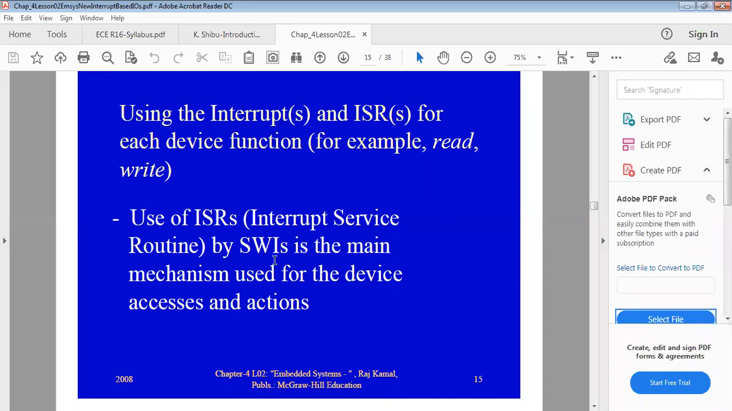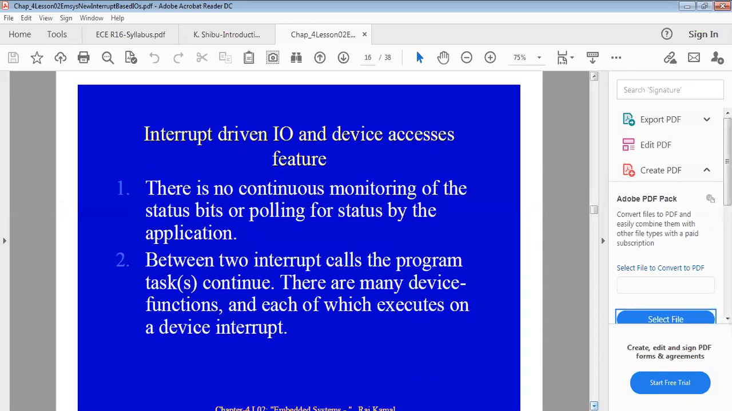See here, using the interrupts and ISRs for each device function, for example read and write. These are according to the software interrupts.